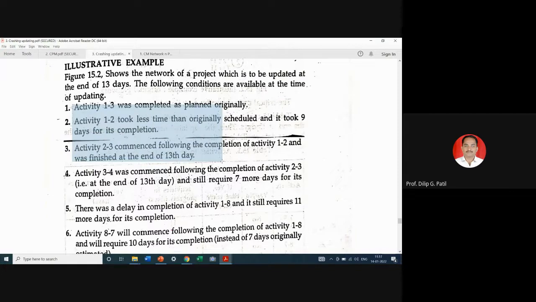For activities which are yet to be completed, or the time required to complete the remaining activities. Now look at the next one: activity 3-4 commences following the completion of activity 2-3 at the end of 13th day and still requires 7 more days for its completion. Still require, this is an important word.